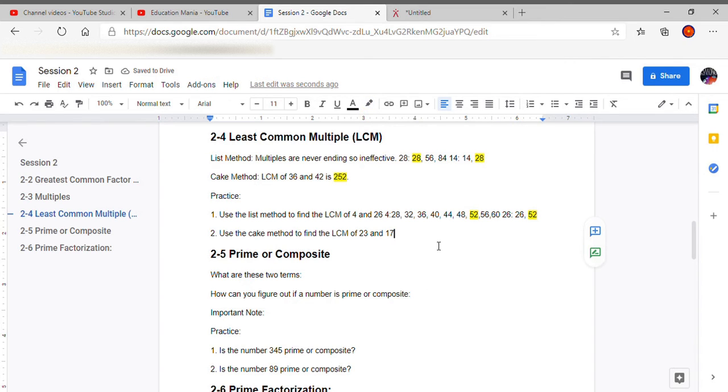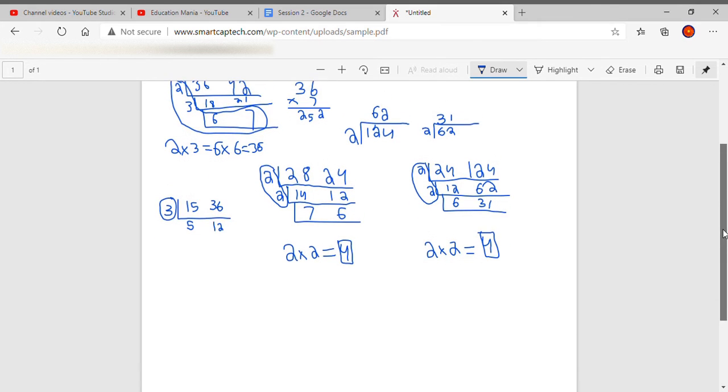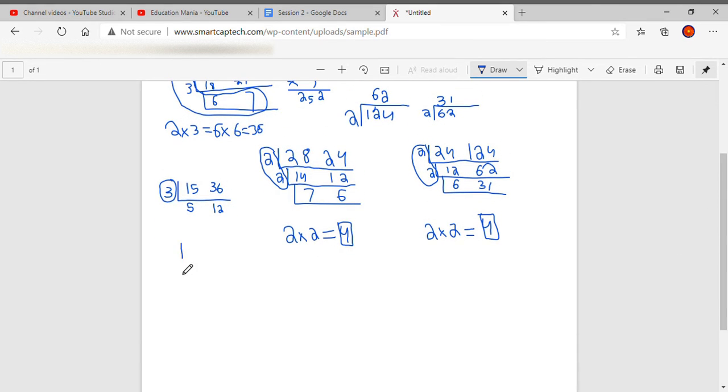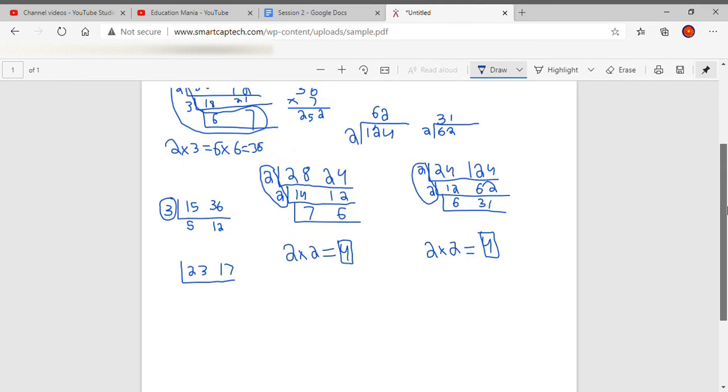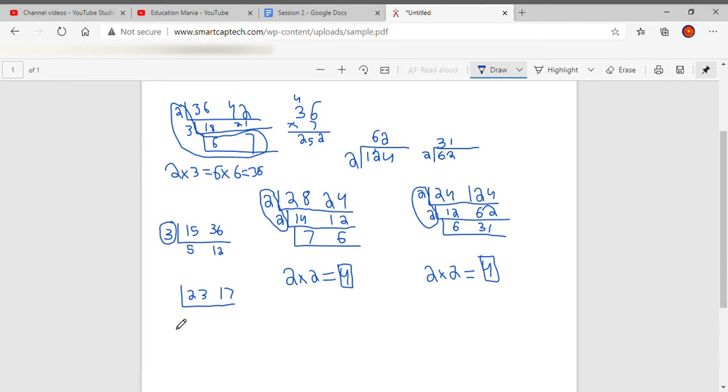Now, use the cake method to find the LCM of 23 and 17. So, let's do this. 23, 17. So, we have a problem. Nothing is divisible. So, we have a 1, because if you have nothing, you can just put a 1, 23, and 17. So, we end here. So this one was a little strange, but nothing changes. Multiply this. So when you multiply by 1, it's the same thing. So we can forget about the 1 and just multiply.